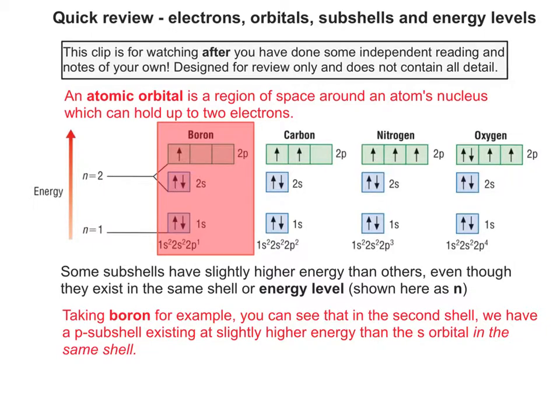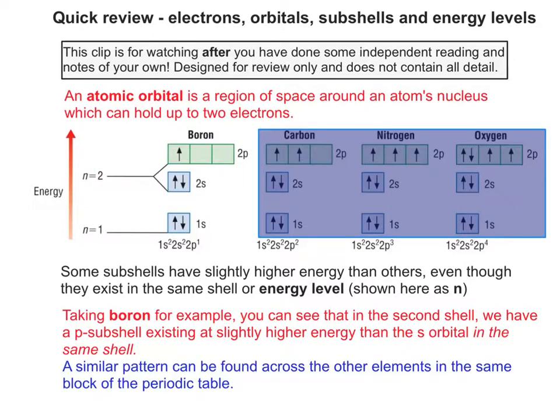If we just focus on boron for a second, we can see we've got a p subshell existing at slightly higher energy than the s orbital in the same shell. So you can compare the p subshell to the s orbital, but both can be found in energy level 2, or shell 2. You can find a similar pattern across the other elements in the same block of the periodic table. In this case, if you check your periodic table, you'll see quite clearly it's the top part of the p block.